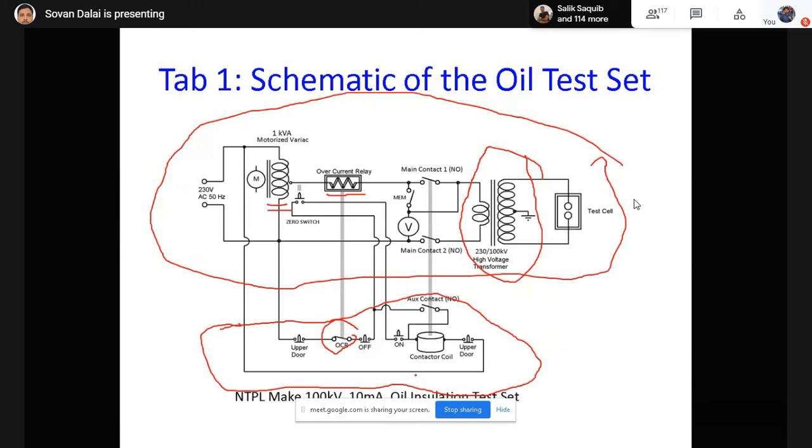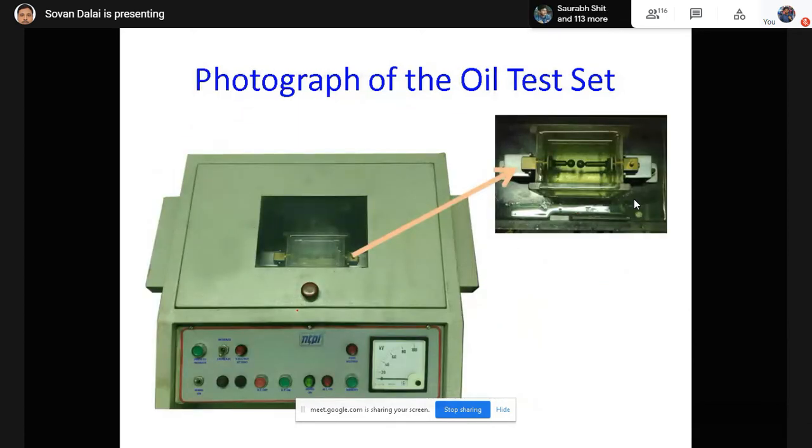If this switch is open, then the control circuit will be de-energized, and the corresponding two contacts will be open. So in that way, every run, that circuit will be de-energized. Now, that bottom circuit, the logical control circuit, basically contains different contacts. One contact you see will be marked as the upper door, and here I will show you that you have to open this door and place this oil test cell inside that high voltage test setup.